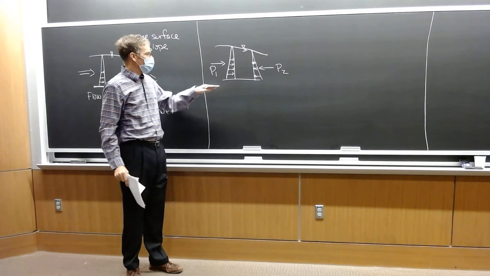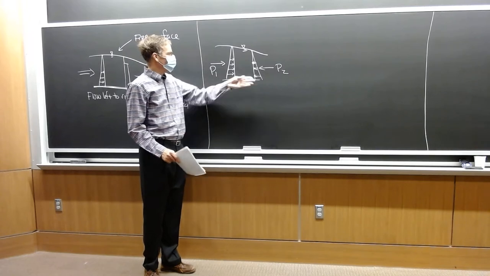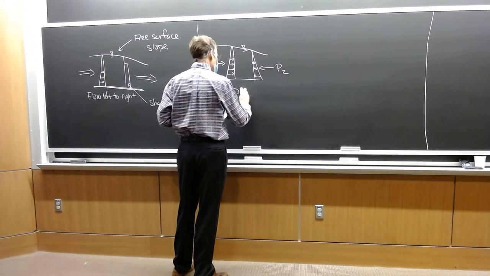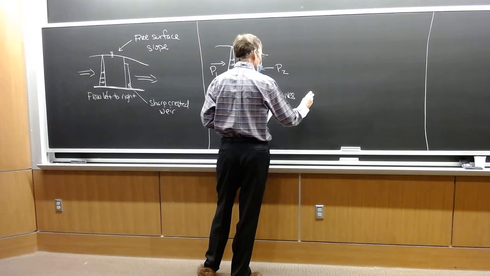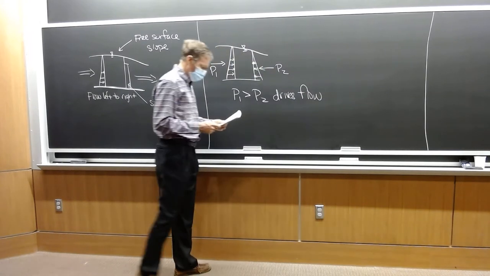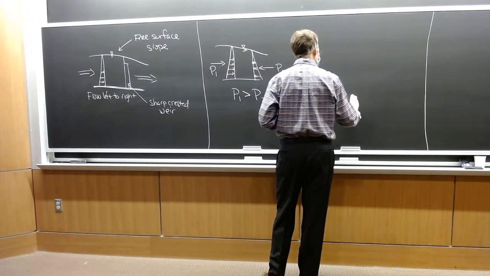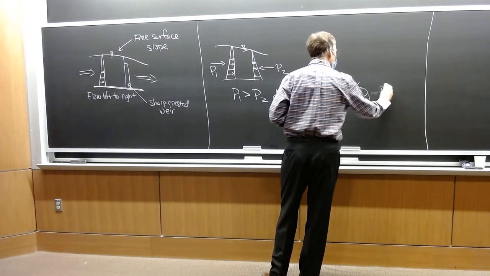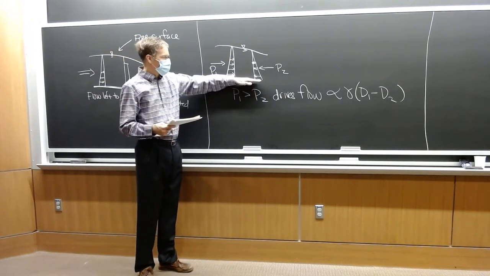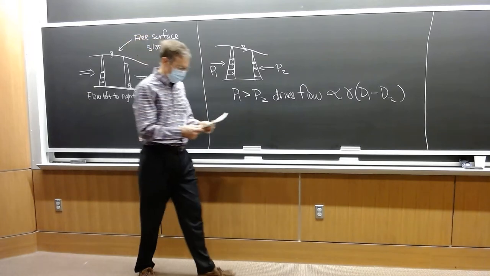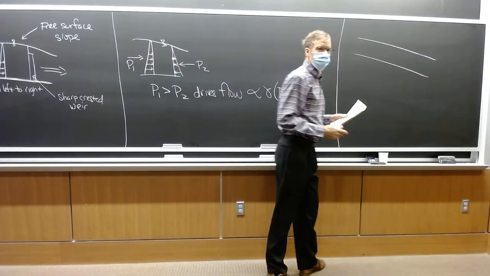So there's a hydrostatic pressure distribution on the left and right here. And because there's a difference in the water depth, there's a net pressure differential that provides the driving force for the flow. And it's proportional to that difference in water depth. So whenever the water depth changes, in this case where you have a horizontal slope, you'll get water moving. It's not the only situation where you can get water moving.